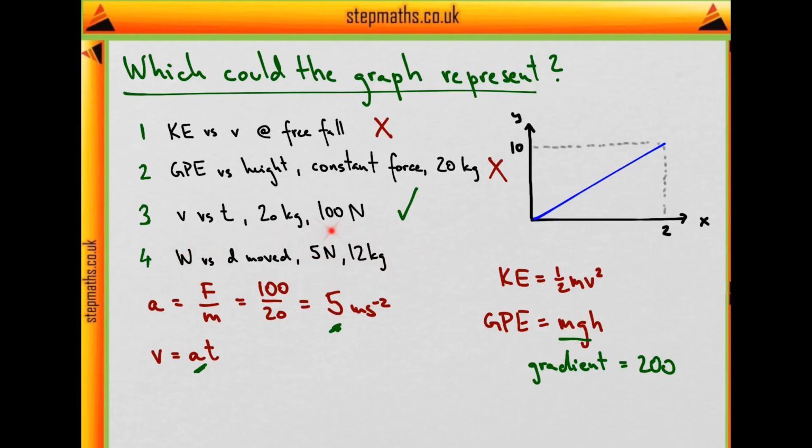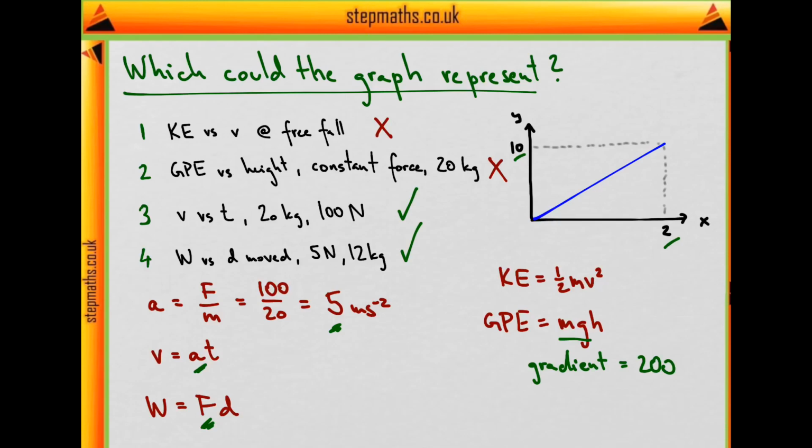The fourth option, it says work done versus the distance by which that 12 kilo object is moved with the force which is doing the work, 5 newtons. And again, there is a linear relationship. Work is force times the distance covered. And as we can see, the constant of proportionality here is force, which in our case is 5 newtons. That should be the gradient. And is 5 the gradient? Yes, we already found that it's 10 divided by 2. So that can also be what the graph is representing.